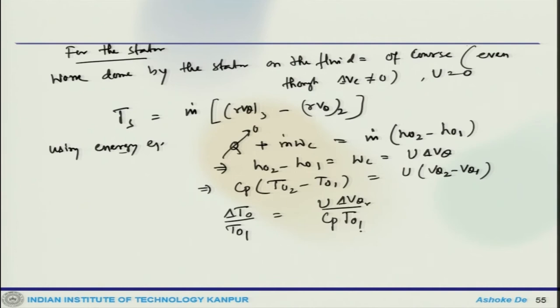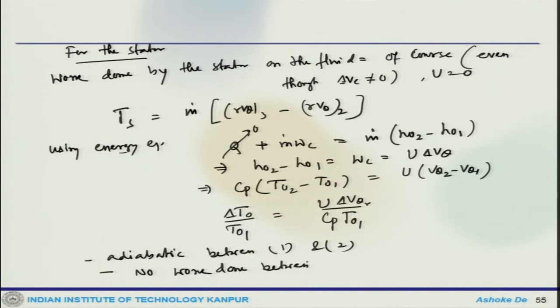Now, since the flow is adiabatic between 1 and 2, no work is done between 1 and 2. So, what we will get is T naught 3 minus T naught 2, which represents the entire stagnation temperature rise across the stage.